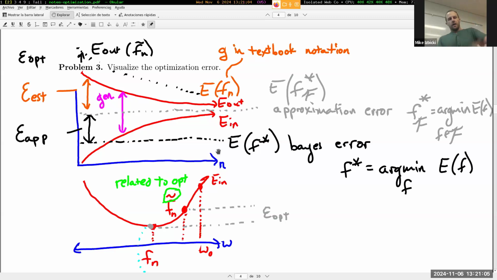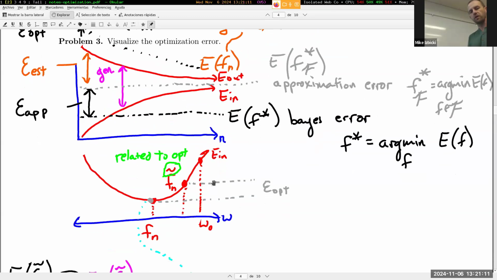Okay, so we talked about a bunch of different types of errors last time, drawing all these curves. The optimization error is really the new error that we talked about last time, and this is the error that is not statistical but computational, that we have whatever our loss function is.